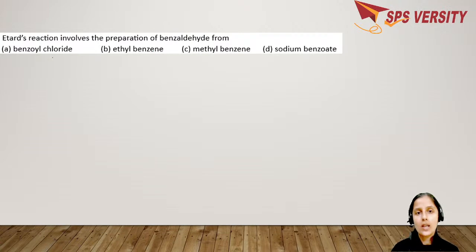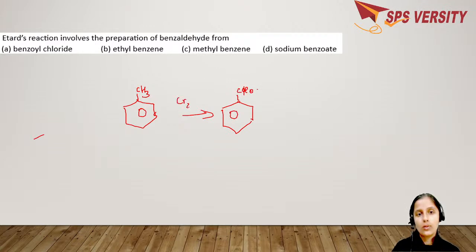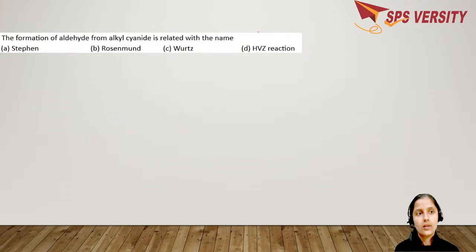Whenever you say Etard reaction, you are going to convert this group, that's toluene, methyl benzene, to benzaldehyde, and this is done in the presence of CrO2Cl2, chromyl chloride. So the correct answer would be methyl benzene, or it is also called toluene.